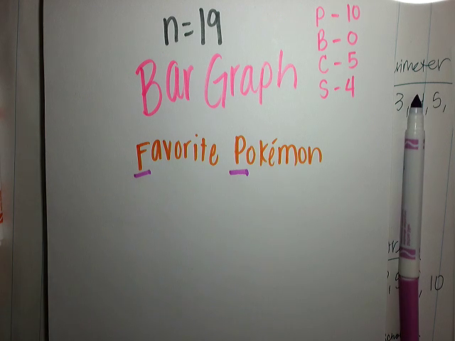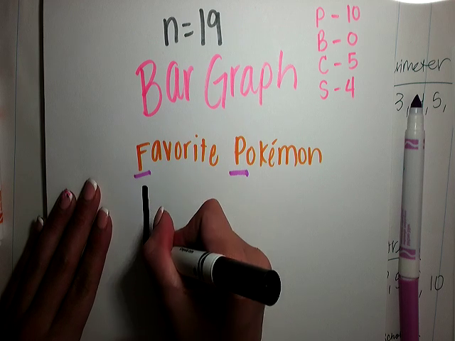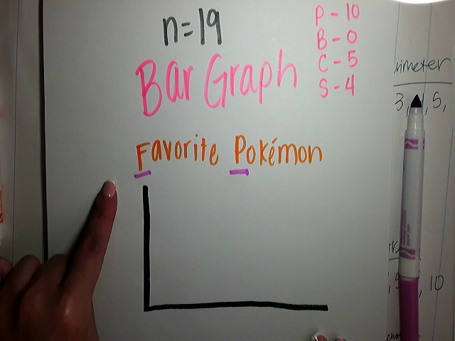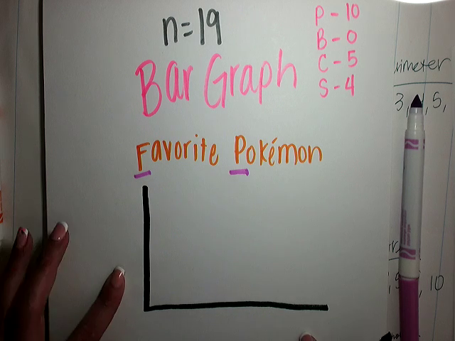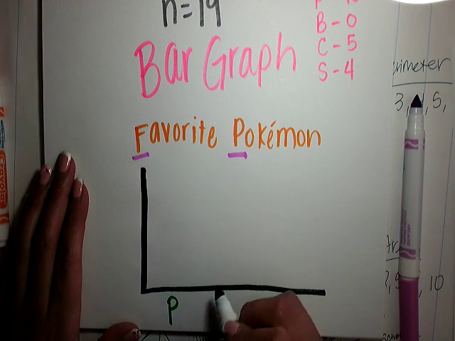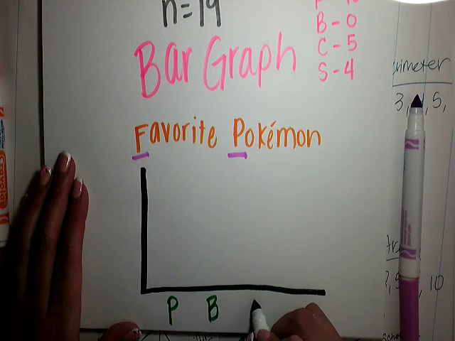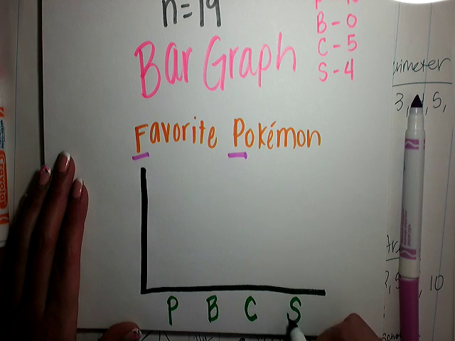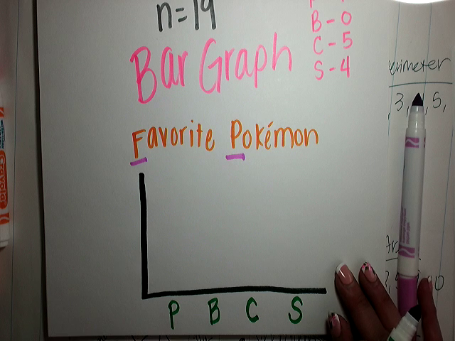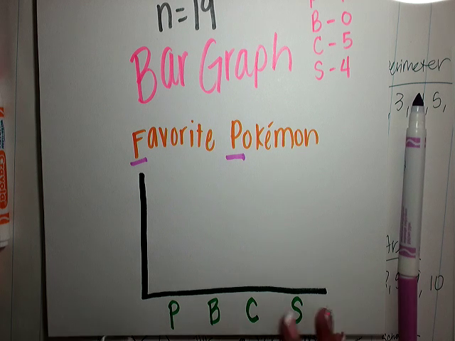So now we're going to go ahead and make our bar graph. So you could put Pokemon on this side or on the bottom. It's up to you. I am going to put the Pokemon on the bottom because it's just going to make my life easier. And I am just going to be putting P for Pikachu, B for Bulbasaur, C for Charmander, and S for Squirtle. Okay, so I am doing this. Normally you would write out the whole name, but I don't have very much space.